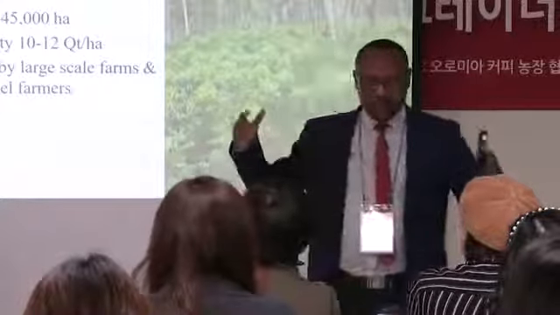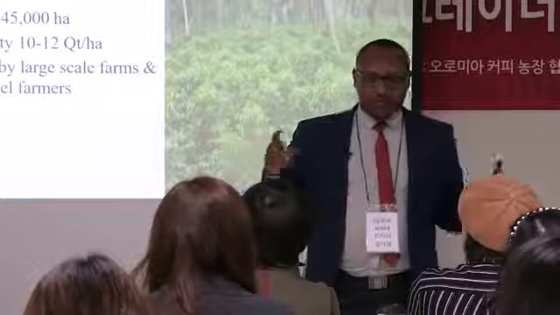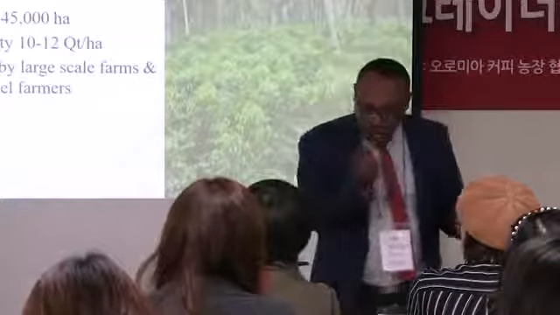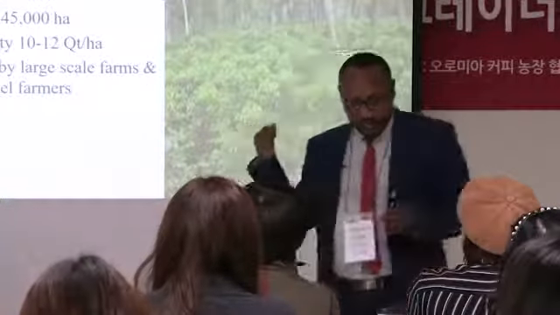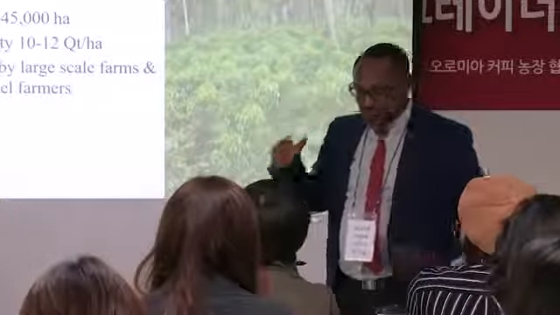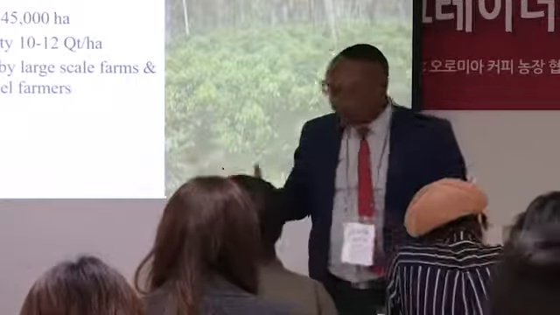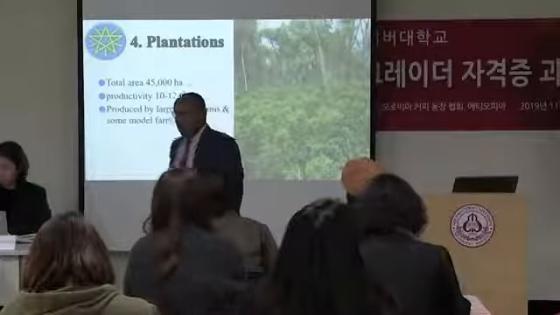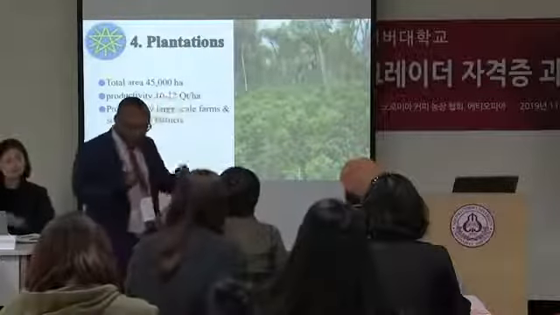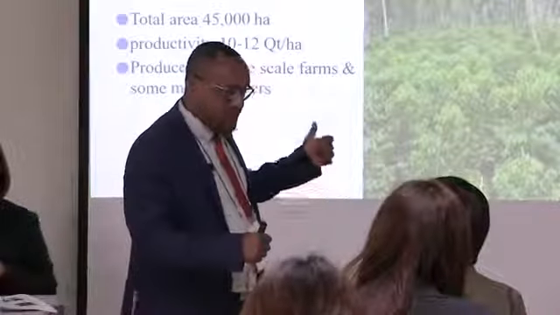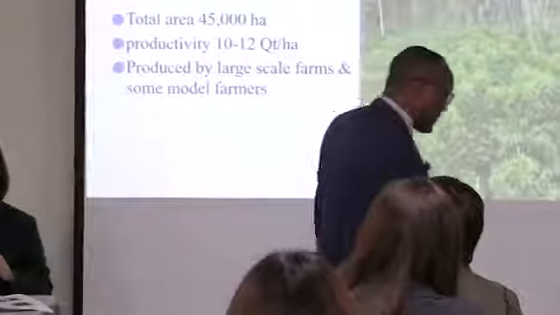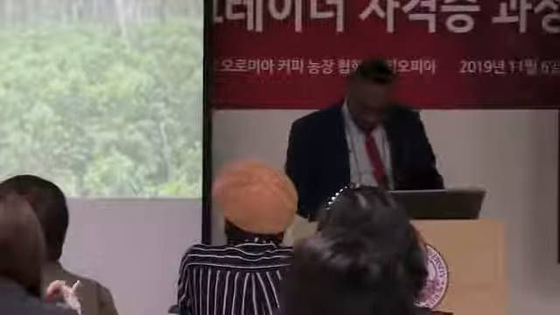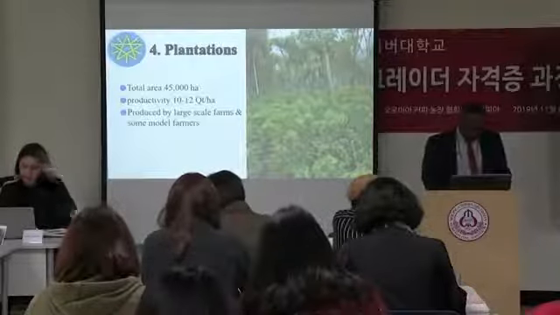But in the previous one, if you take the garden coffee, it is in a small scale farm. Small farmers, it can be 1 hectare, 2 hectares, but this one is larger scale. It can be 100 hectares, 50 hectares. So it is produced by large scale farms, and some model farmers, good farmers, strong farmers can also implement this system of production of coffee.